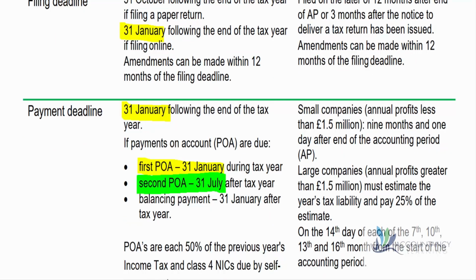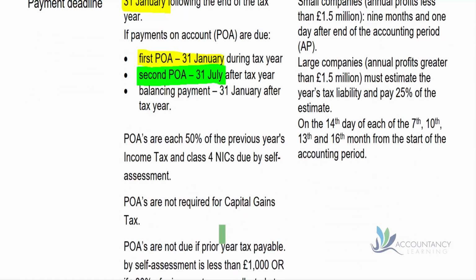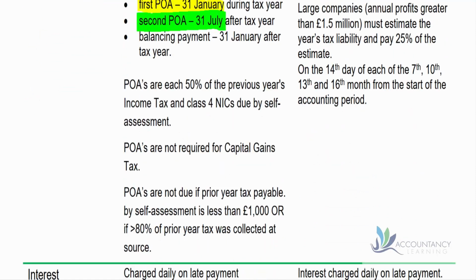Okay, but if we scroll down a little bit more though, we can also see that payments on account are not due if the tax payable is less than £1,000. Okay? Or if more than 80% of the prior tax year was collected at source. And so that's being deducted from payroll.